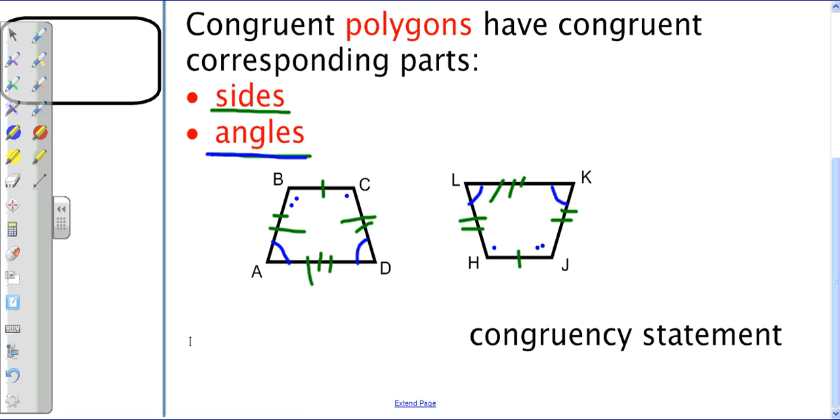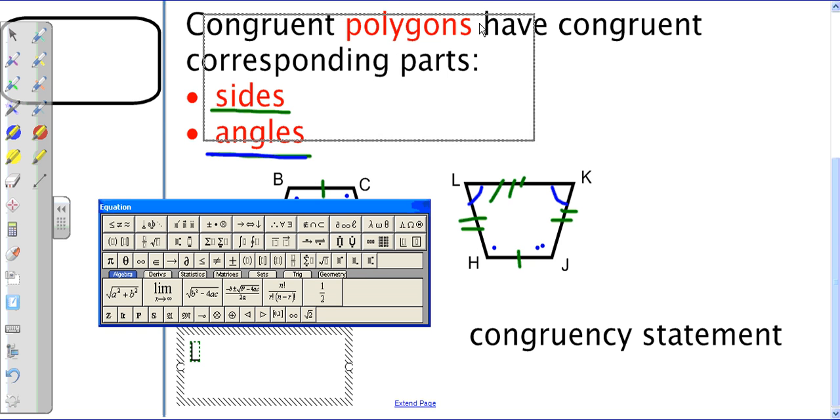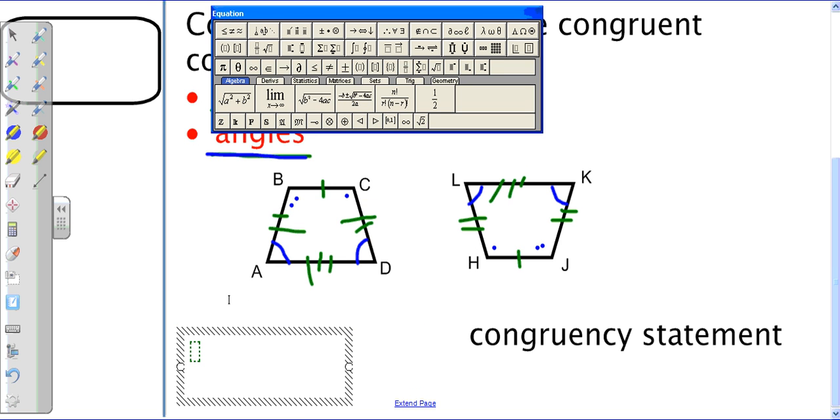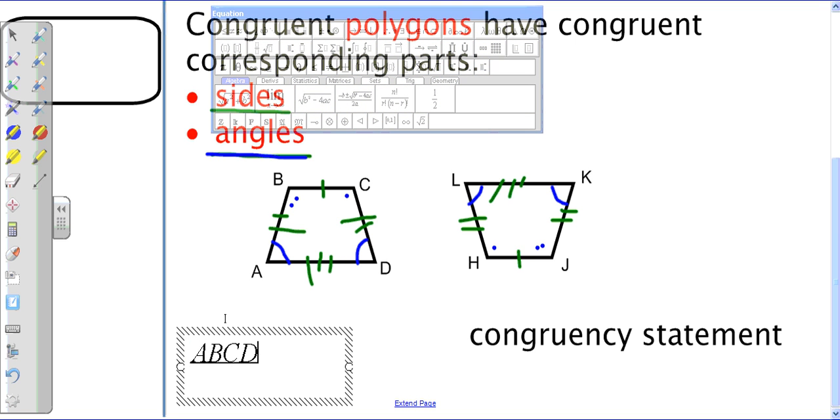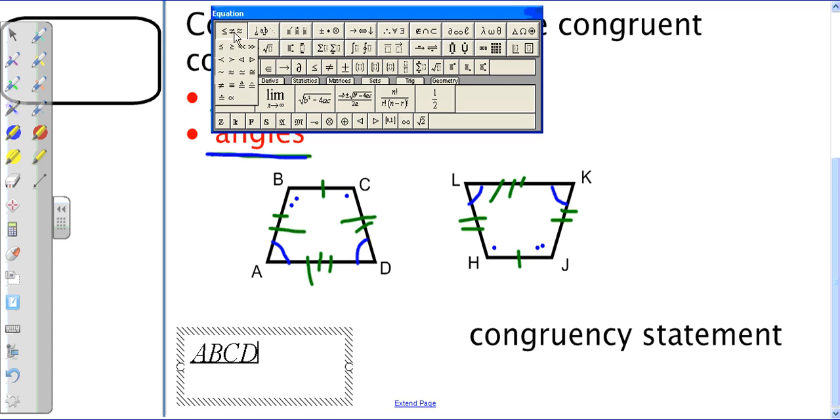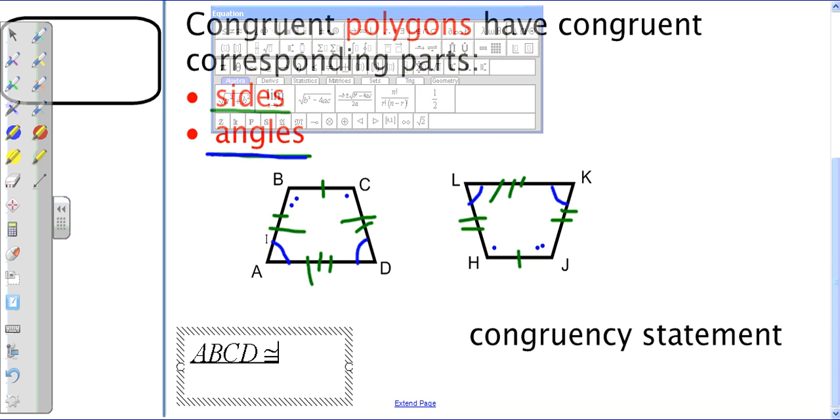Now remember, when we name a polygon, we name it using the vertices, and we have to name it in order. So the first one we might obviously call ABCD. So it's polygon or trapezoid ABCD. And then we can say it is congruent to this other polygon. Now we got to name it in order because we got to look at their corresponding parts, and that's what makes a congruency statement.